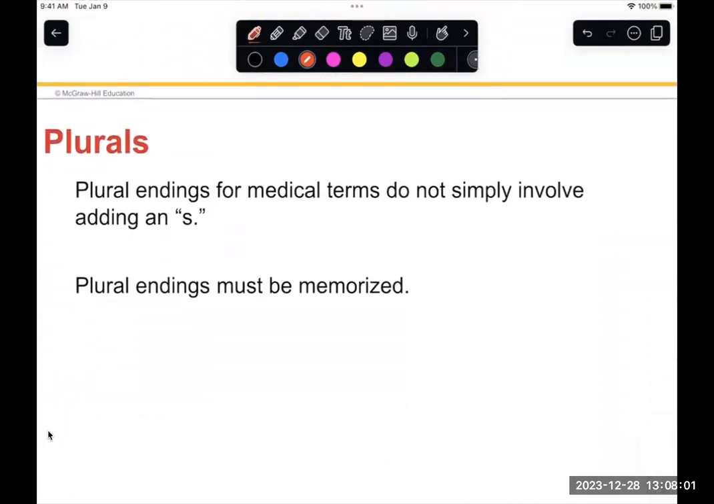Plurals. Plural endings are frequently not based on the English language. Plural forms of medical terms are based on Latin and Greek languages. So adding an S to any medical term does not make it plural. The fun part is we're going to have to memorize the plurals of medical terms. So these plural endings must be memorized. There's no secret way around it, unfortunately.